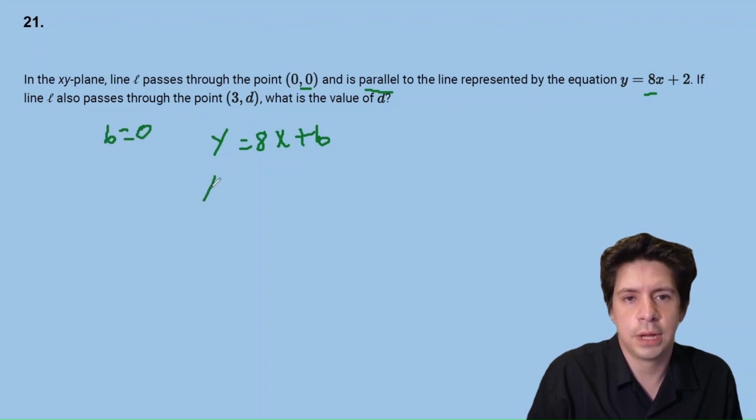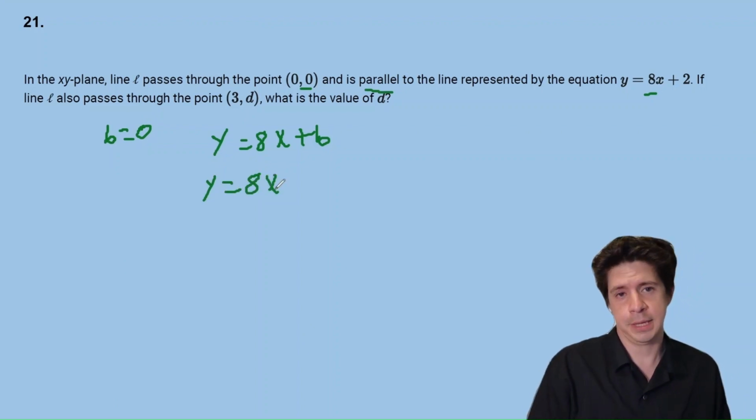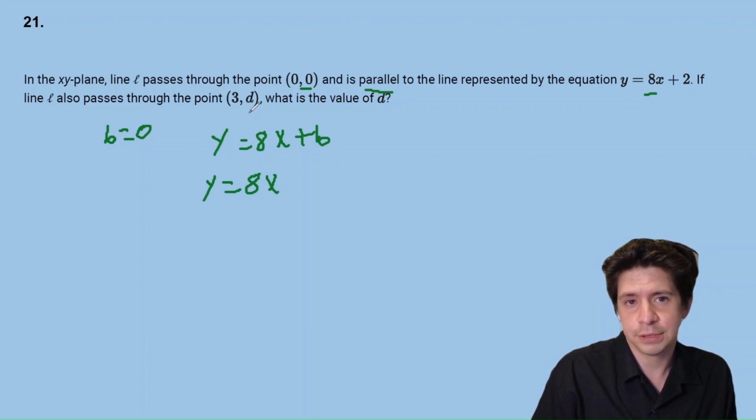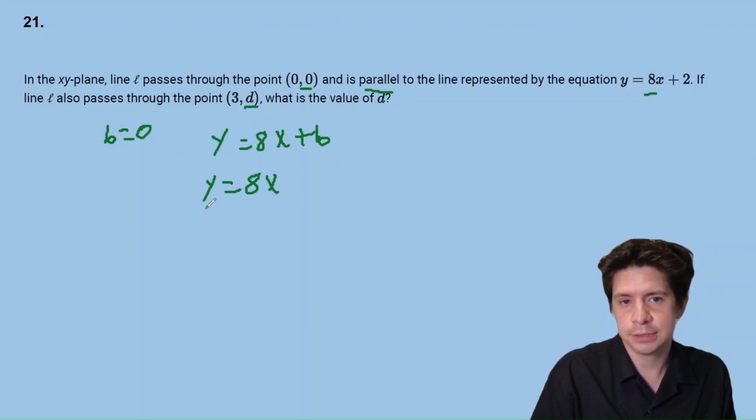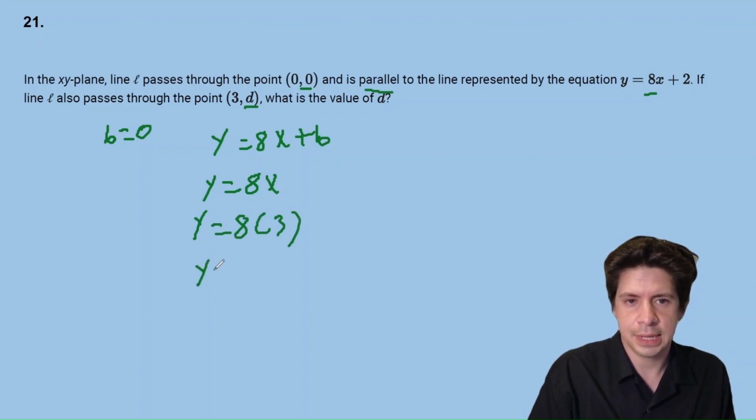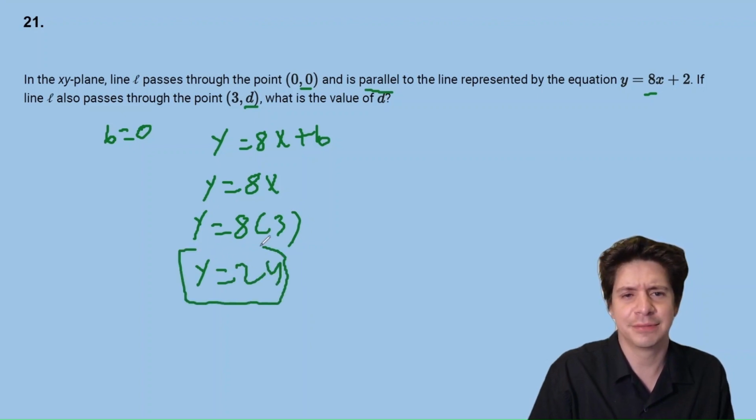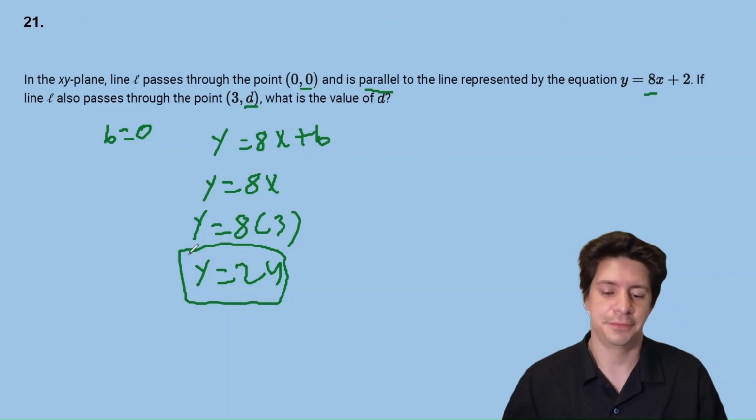So then we just have y equals 8x, okay? And then we just plug in. We're looking for d, so that's what is y when x is 3. So we're going to do y equals 8(3). And that gets us 24. Easy peasy. Systems of equations, easy for us here.